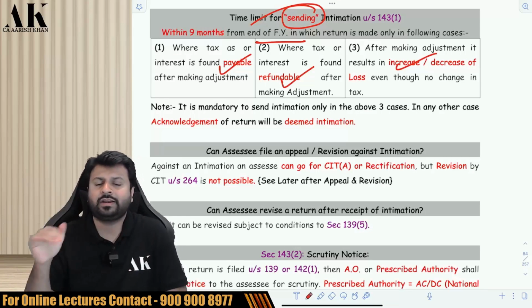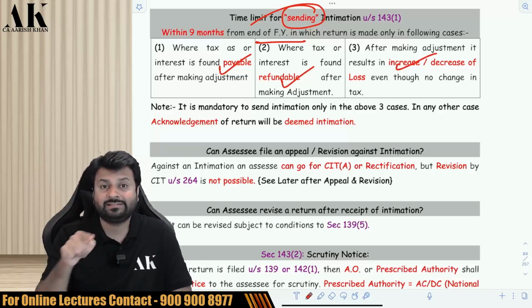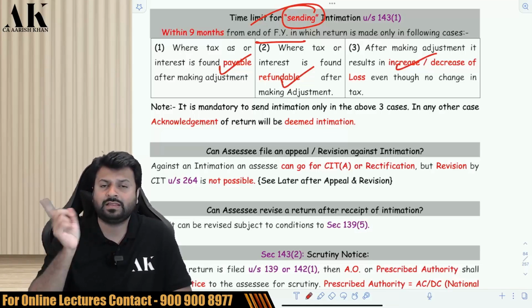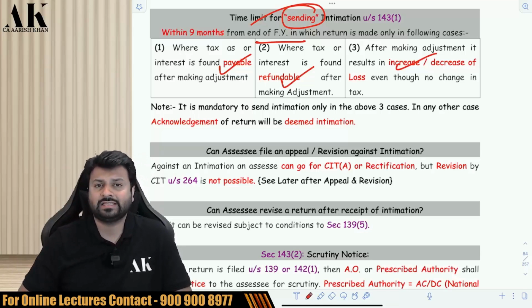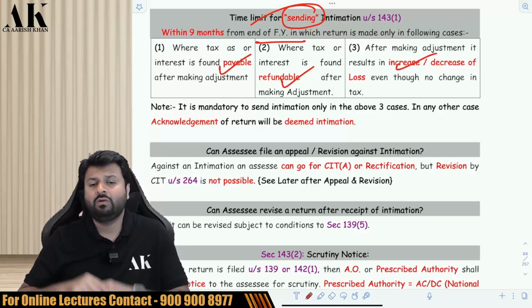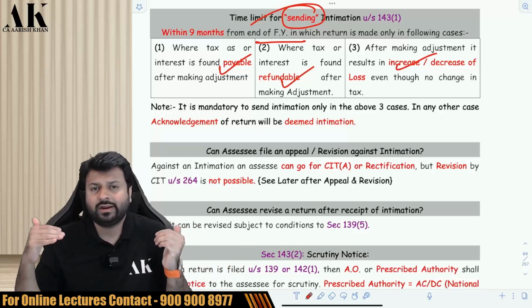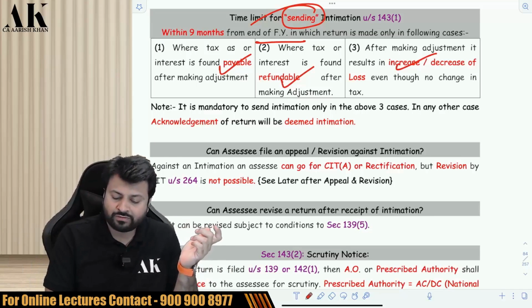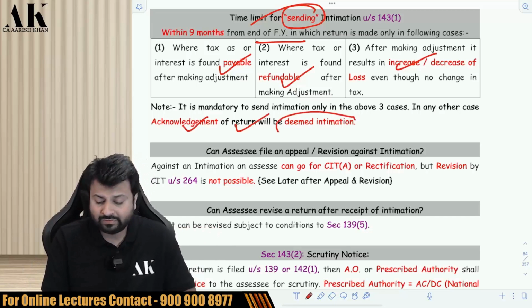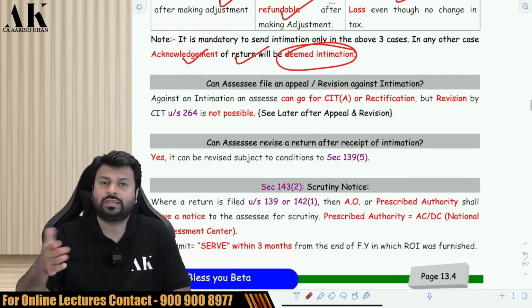It is not mandatory to send intimation in every case, but in these 3 cases, where there is an adjustment and there is a payable, a refundable, or an increase or decrease in loss, it is mandatory to send intimation. What about other cases? In other cases where there is no addition or deletion and the income tax return is clean, the acknowledgement which you got along with the filing of the return will be considered your deemed intimation. You can keep that in your file.